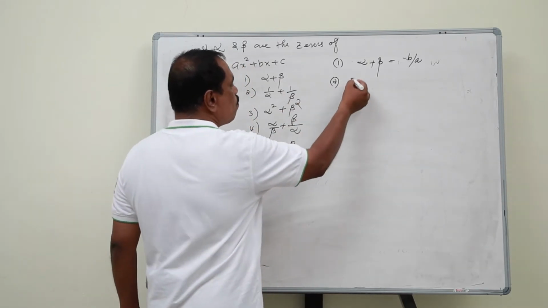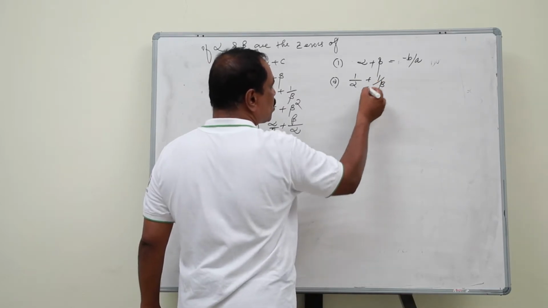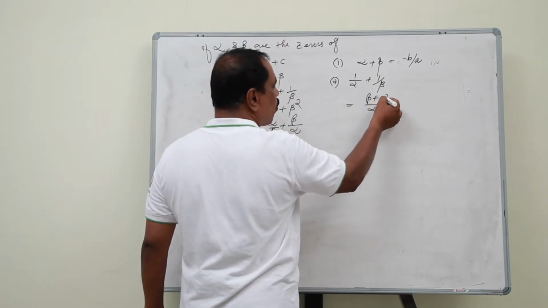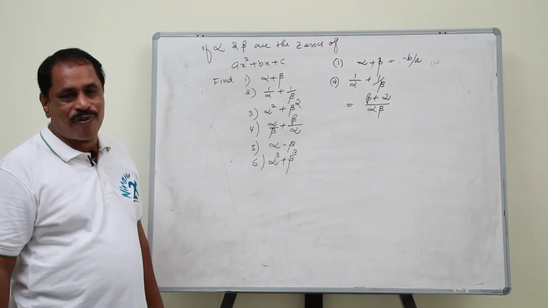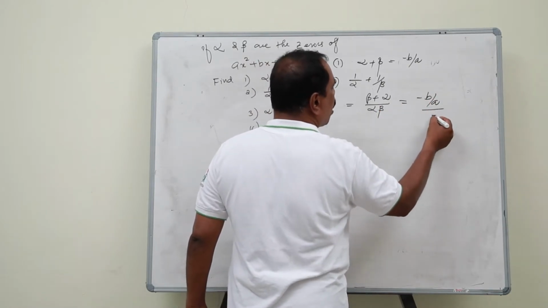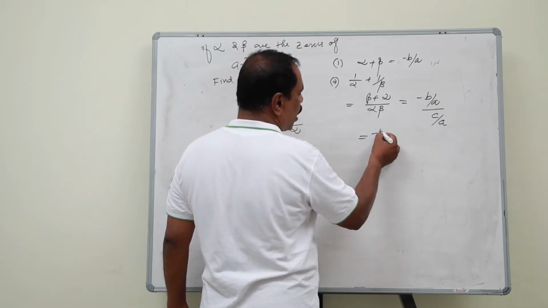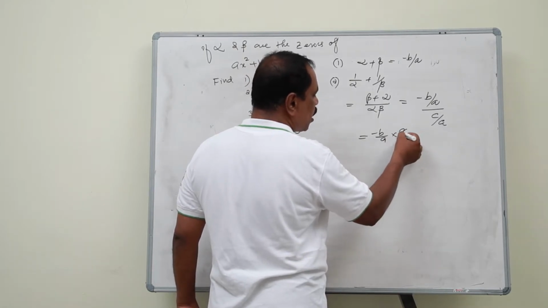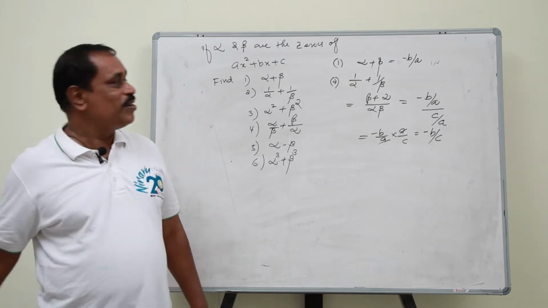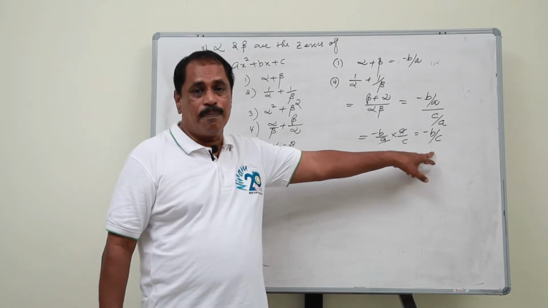1 by alpha plus 1 by beta. How can we find it? Take the LCM, alpha beta. You get beta plus alpha, correct? So what is beta plus alpha? Alpha plus beta we know is minus b by a. What is alpha beta? C by a, correct? So it is minus b by a into a by c. Cancel. You will get minus b by c, correct? So 1 by alpha plus 1 by beta equal to minus b by c.